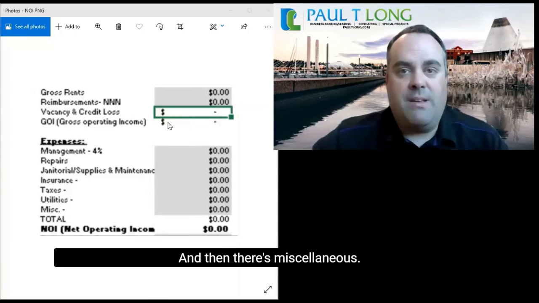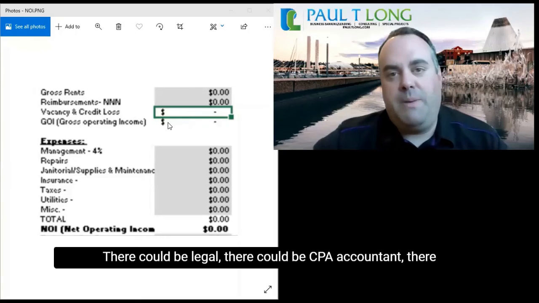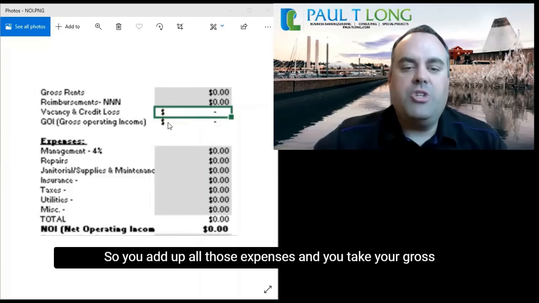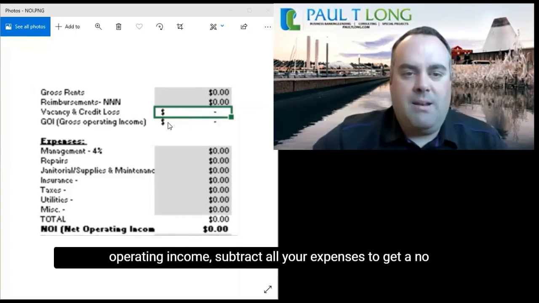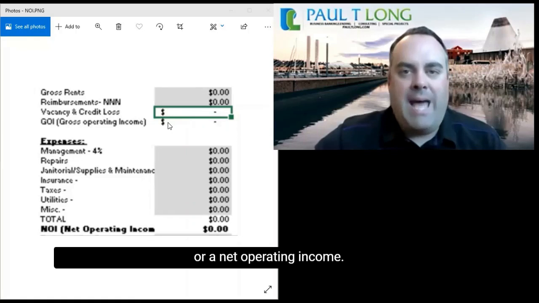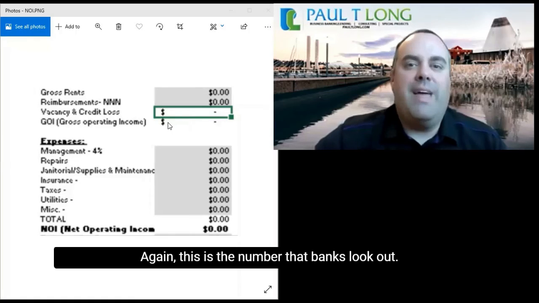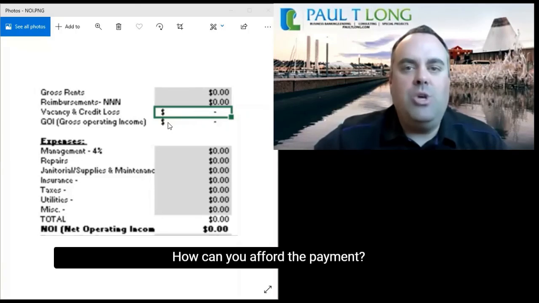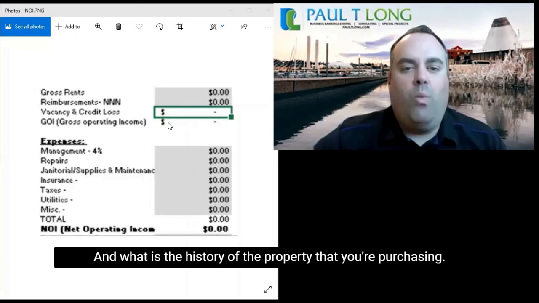And then there's miscellaneous. There could be legal, there could be CPAs, accountants, there could be other fees in there. So you add up all those expenses and you take your gross operating income and subtract all your expenses to get an NOI, or a net operating income. Again, this is the number that banks look at for how you can afford the payment and what the history is of the property that you're purchasing.